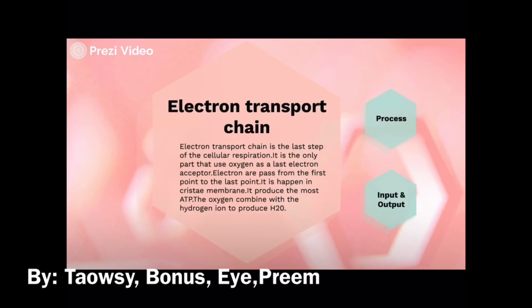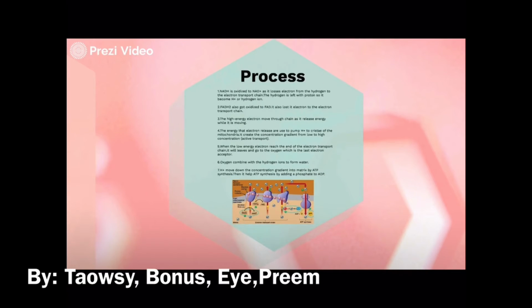So the process is: the first thing is NADH gets oxidized to NAD plus as it loses an electron from the hydrogen to the electron transport chain. Then when the hydrogen loses its electron, a proton is left, so it changes to H plus, or hydrogen ion. Number 2, FADH2 also gets oxidized to FAD, and it also loses an electron to the electron transport chain.